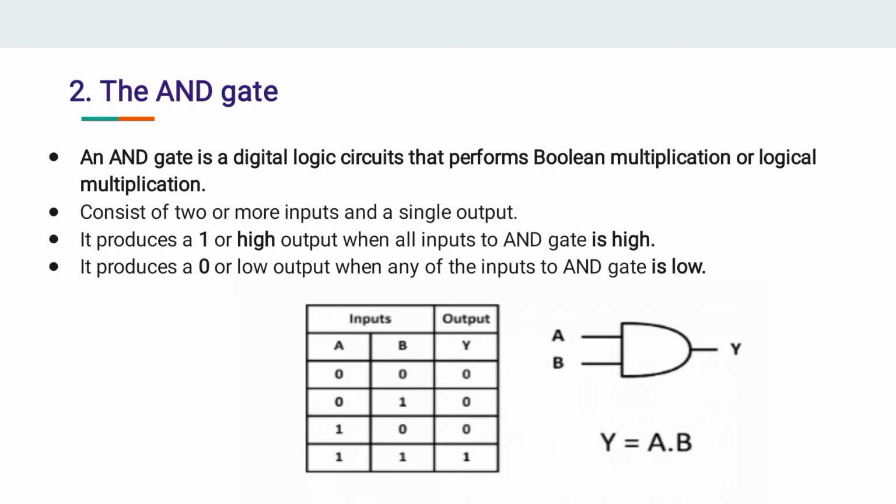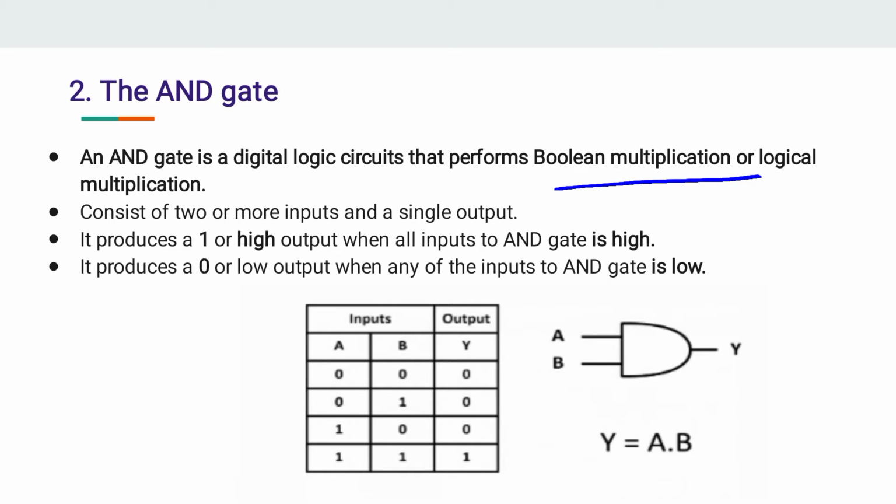The second basic gate is the AND gate. An AND gate is a digital logic circuit that performs Boolean multiplication or a logic multiplication. Again here we are having some arithmetic operation. In this arithmetic operation we are concentrating on a multiplication. Nothing but AND will do the multiplication calculation according to Boolean multiplication.